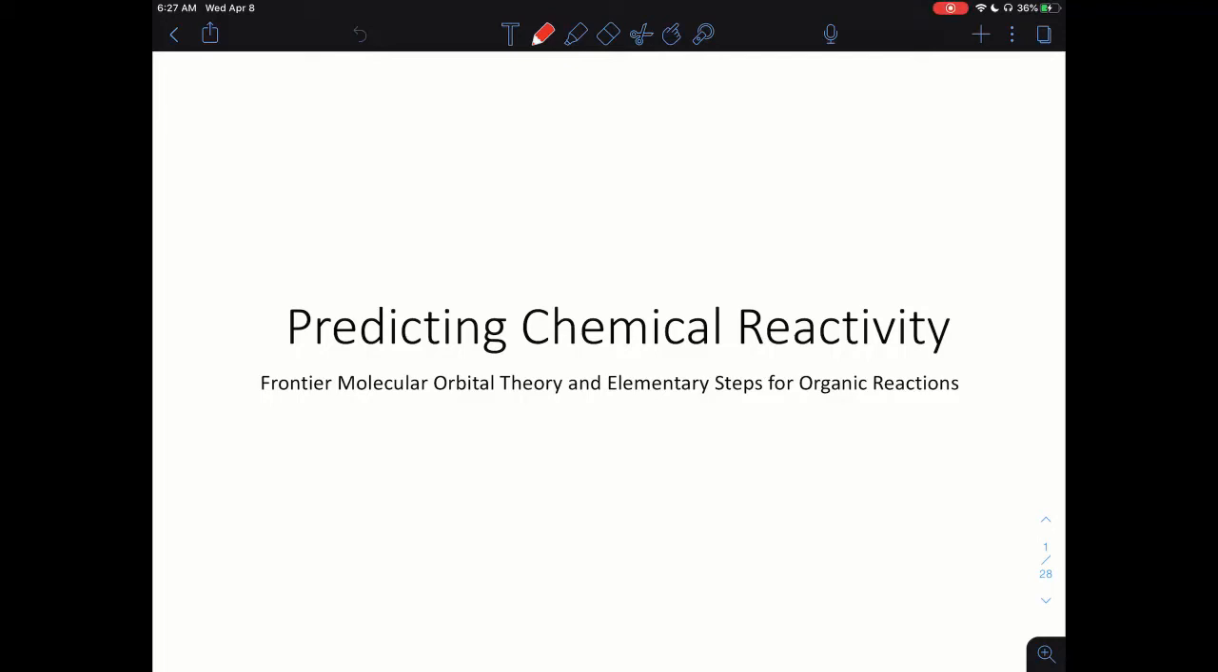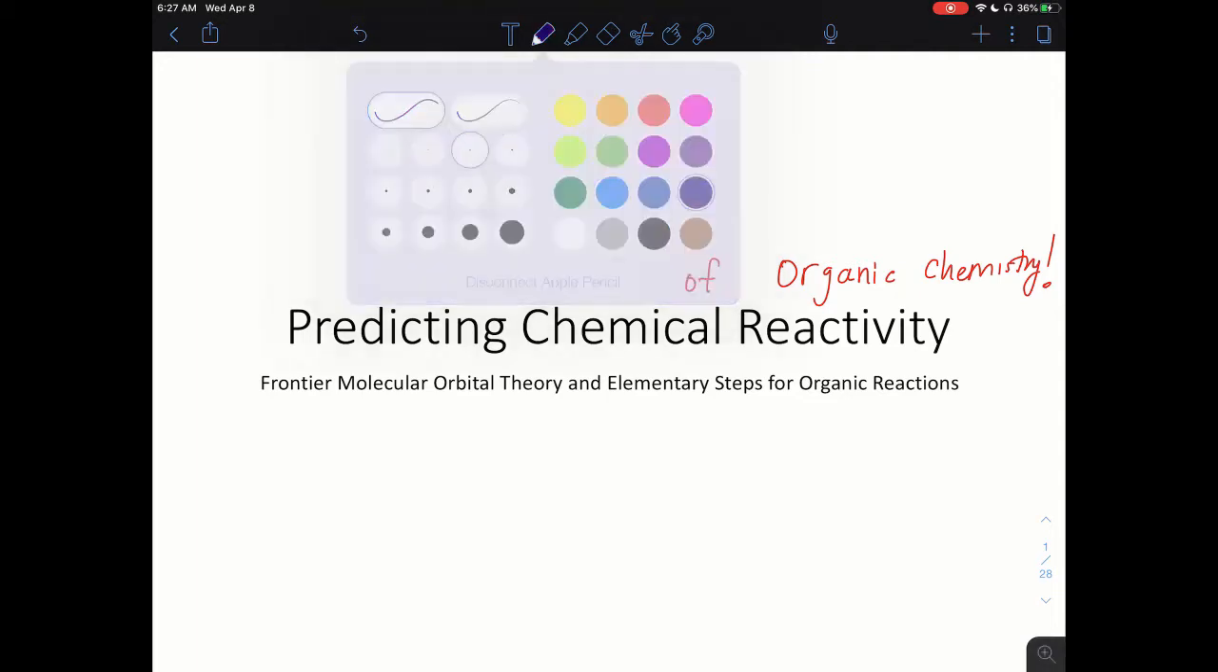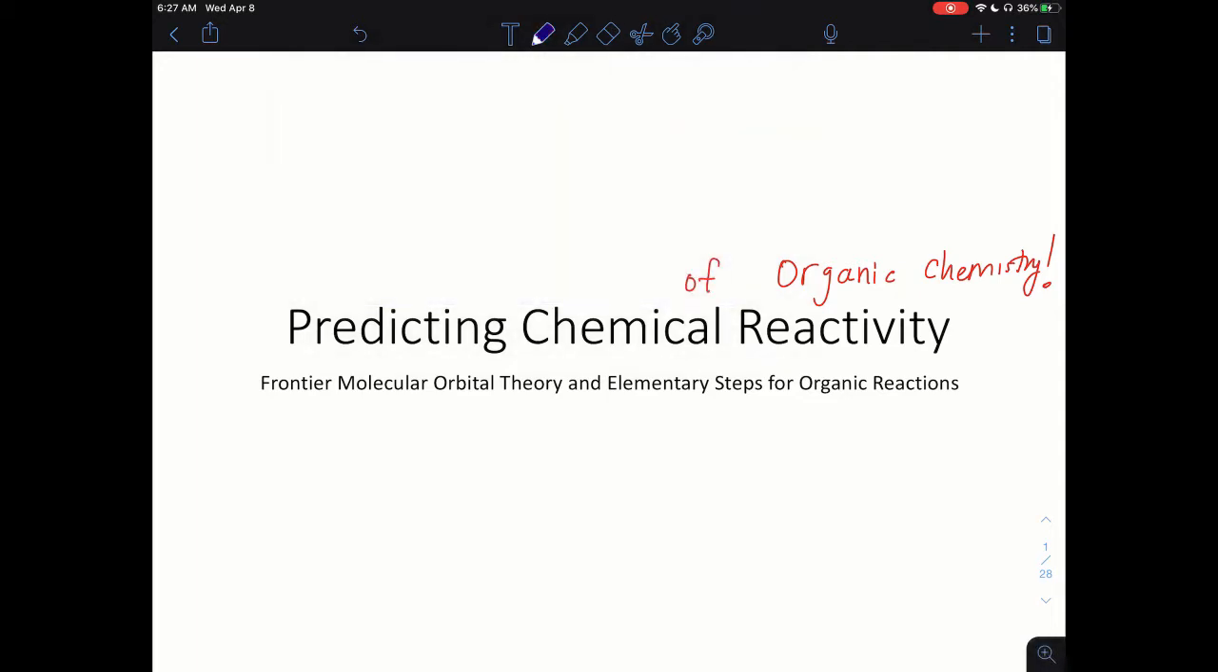We finally are going to jump into learning about the chemical reactivity of organic compounds. You've learned about how inorganic compounds react in Gen Chem, and we've learned the proton transfer reaction for organic molecules. But now we are ready to get into all the different types of patterns of chemical reactivity. Now, not all of them, but many, and it's really exciting. So in this video, I'm going to teach you frontier molecular orbital theory.